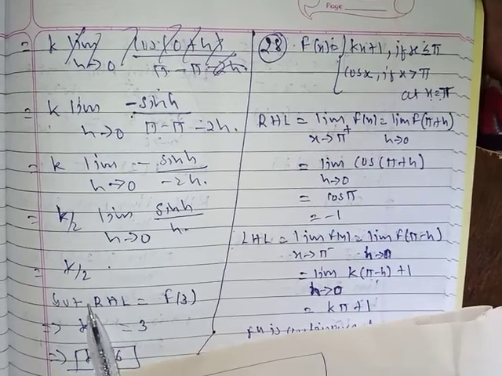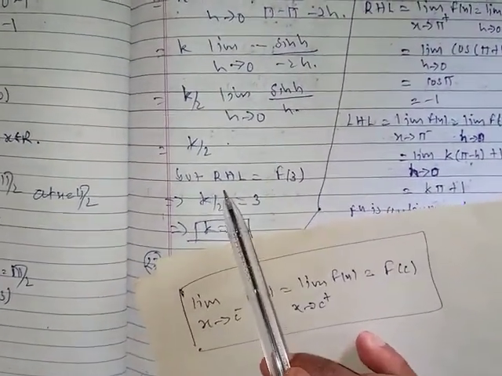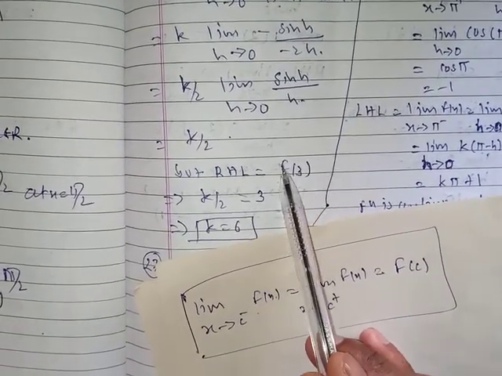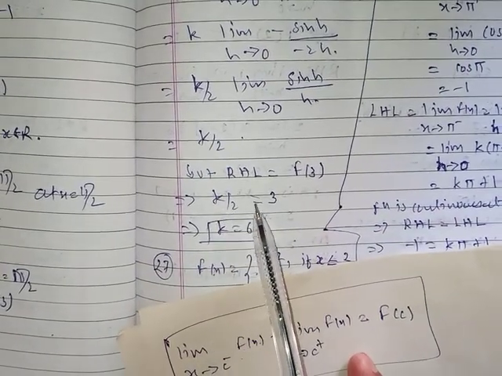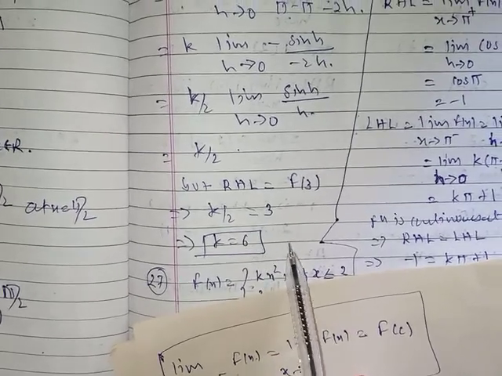But LHS is equal to f of pi by 2, or we can take RHS also, which is equal to f of pi by 2, and f of pi by 2 is 3. Therefore k by 2 is equal to 3. So if you multiply here, you will get k is equal to 6.